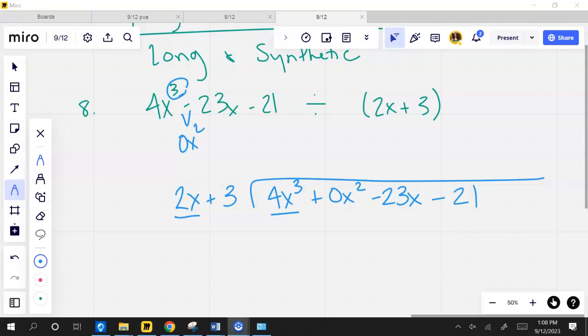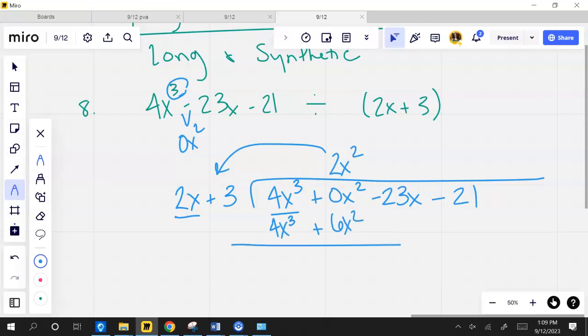So what do I have to multiply 2x by to get 4x cubed? 2x squared. So I go to the squared column and I put 2x squared. And then I multiply around. Is this coming back to y'all? Do you remember doing it? 2x squared times 2x is what? And 2x squared times 3.